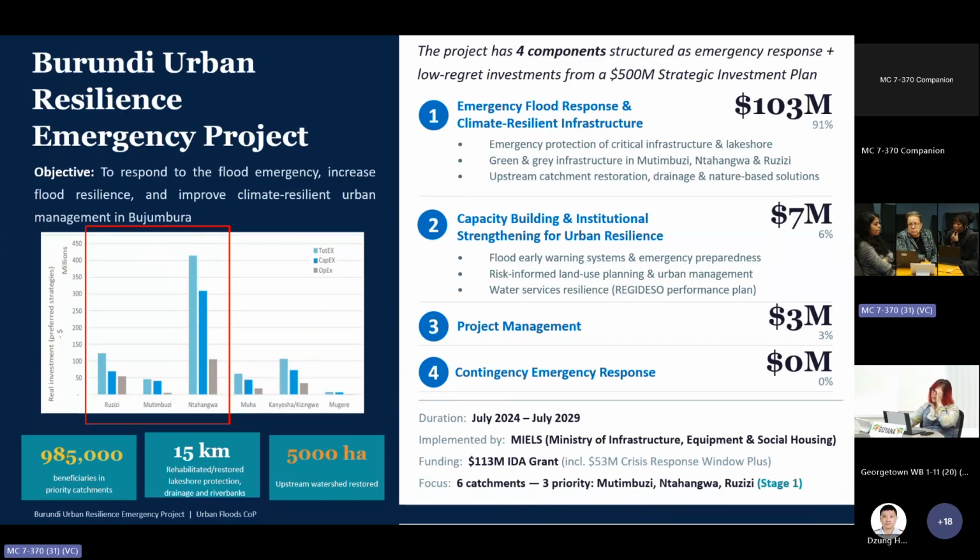Under component 2, it's heavily geared towards capacity building and institutional strengthening, recognizing that in reducing the flood risk, and particularly in addressing the residual risk, flood early warning system and emergency preparedness is key, as well as how do we create and build the capacity for relevant agencies to make informed decisions as it pertains to where to build. So increasing the capacity for risk-informed land use planning and urban management is also included in component 2.